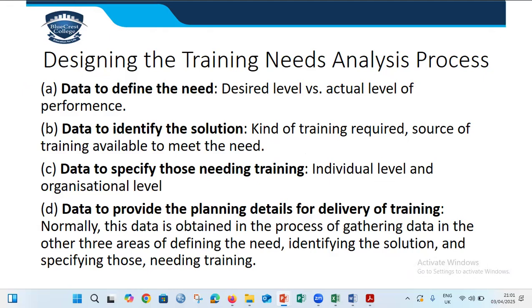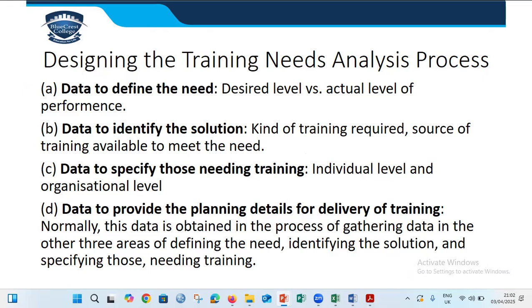Then you also have to collect data to specify those who require the training. So at the individual level, you have to identify the various employees who need the training, okay? And then at the organizational level, you look at the groups of people who require the training.